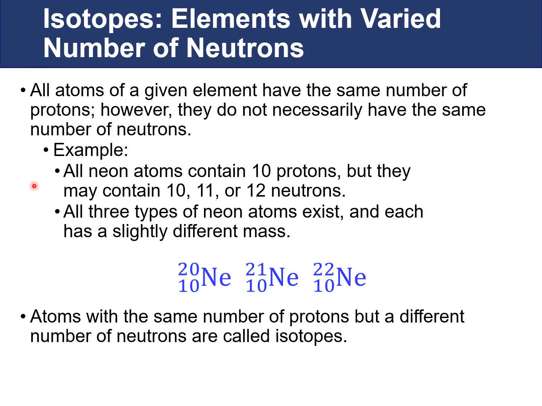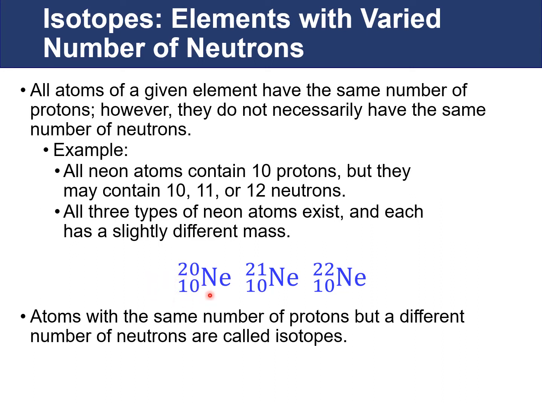In all cases, there are a limited number of isotopes that you will find for a given element. In this case, all three types of neon atoms exist, and each in slightly different masses. The way we would represent these in terms of our previous shorthand notation is as follows. The isotope that has 10 neutrons we would represent like this.